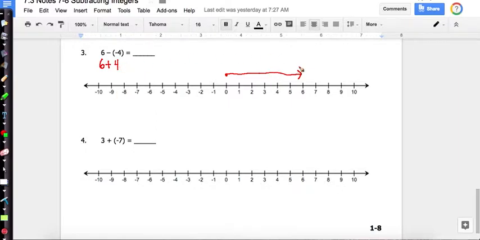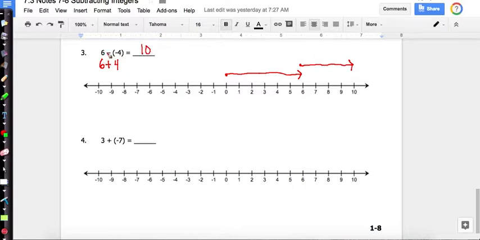And now we're adding positive 4. So we're going to start here and go 4 more. 1, 2, 3, 4. We're going to stop at negative 10. Or sorry, positive 10. And so 6 plus 4 is 10.